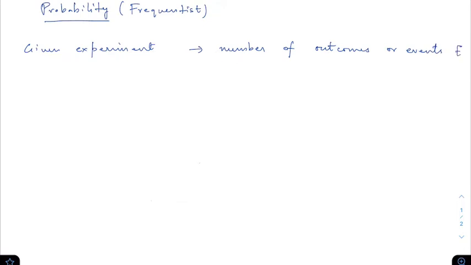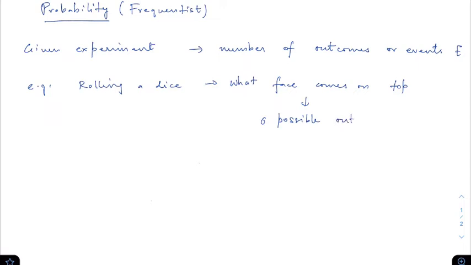Now, some examples could be, let's say if we roll a dice. So this is our experiment, and what face comes on top can define my outcome or event. So in this case, we have 6 possible outcomes, where the top face could be 1, 2, 3, 4, 5, or 6.